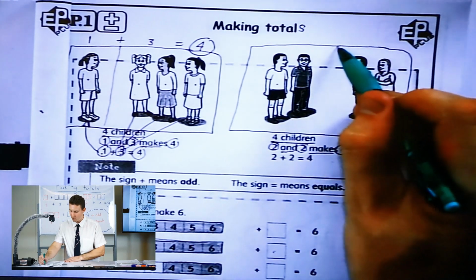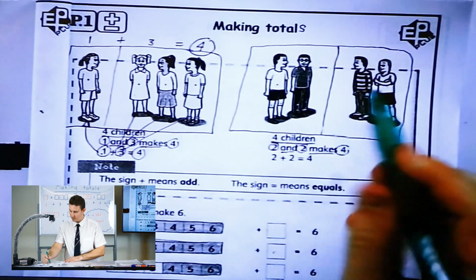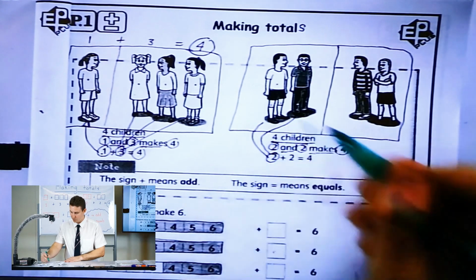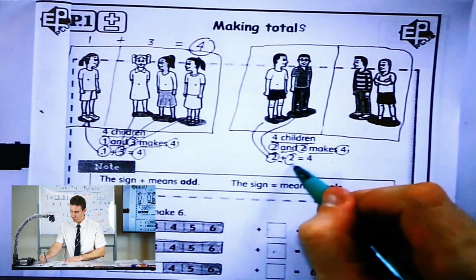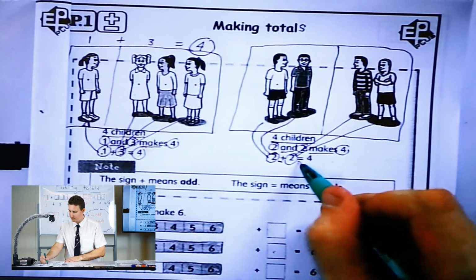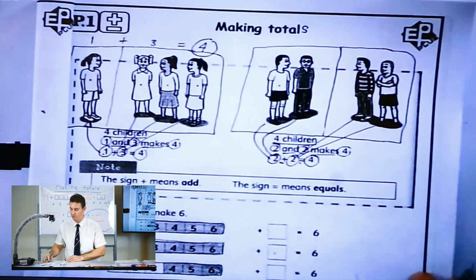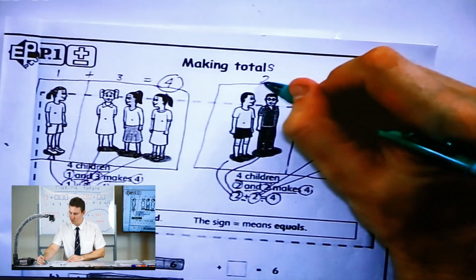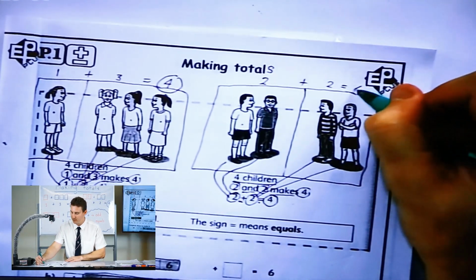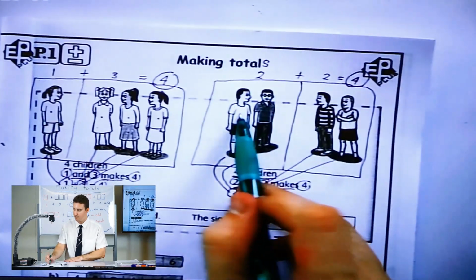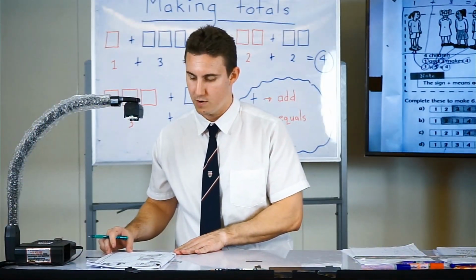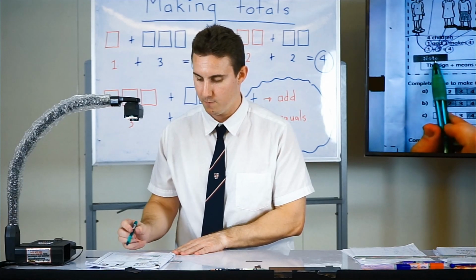And if I had to draw the line down the middle, we could say 2, so this is 1 and 2, plus 2, this could be 1 and 2, equals 4. 4 children. So if I had to say 2 plus 2 equals 4 children. 1, 2, 3, 4.